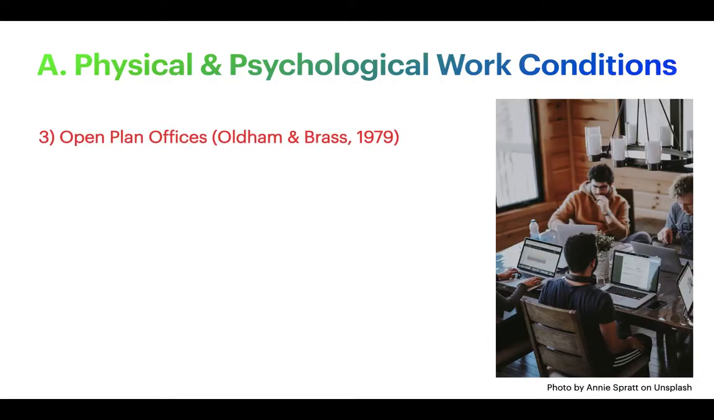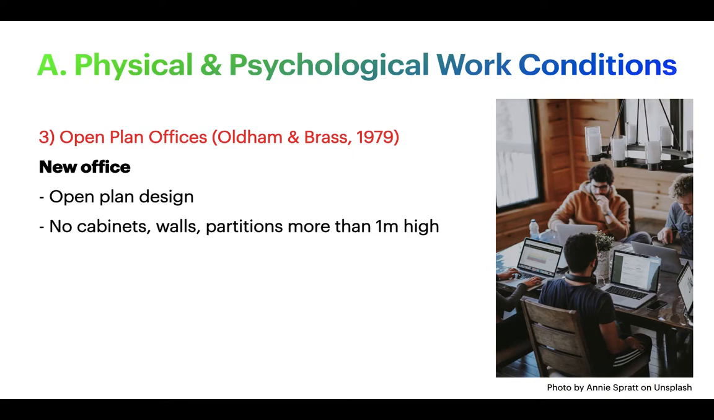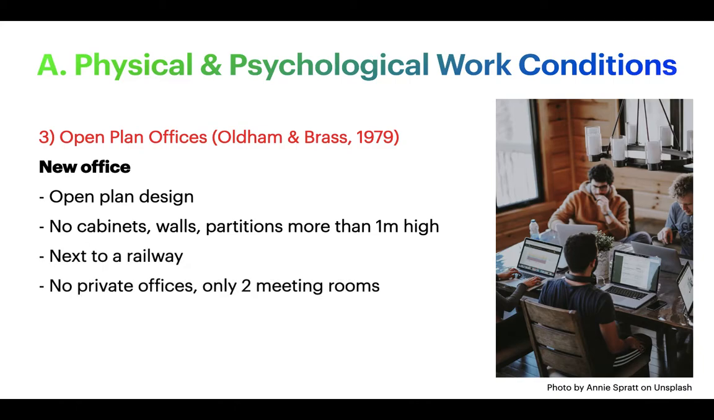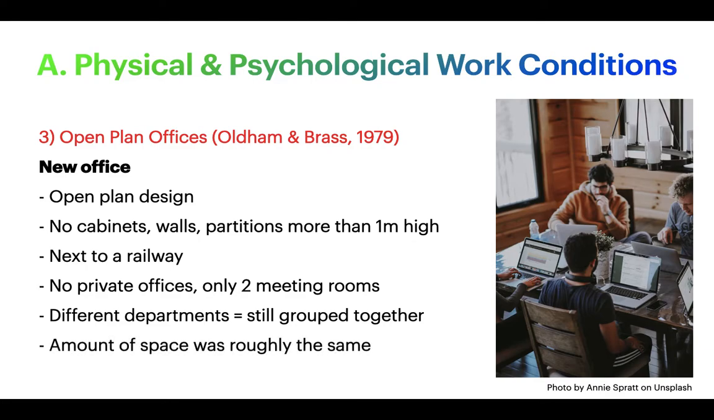All right, so let's go on to open plan offices. The new office, remember the newspaper office we were looking at? The newspaper company moved to a new office using an open plan design. No cabinets, no walls in between people, no partitions more than 1 meter high. This time it was next to a railway. No private offices as well, only 2 meeting rooms. Everybody was in this open environment. Different departments were still grouped together in their own little areas, but everything was still open. The amount of space was roughly the same as the old office.